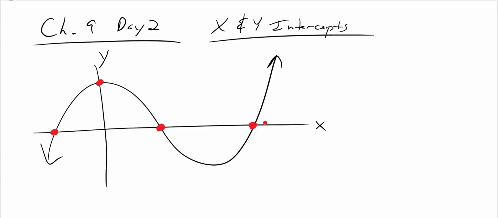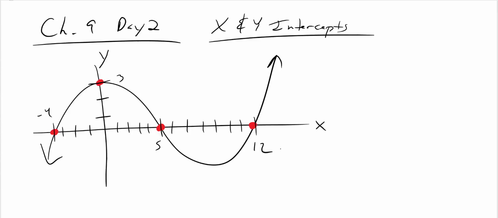Let me put a couple of numbers to this here. So this is 1, 2, 3, -1, -2, -3. We'll say that's -4. This is 1, 2, 3, 4. This is 5, 6, 7, 8, 9, 10, 11. And we'll just go with 12.